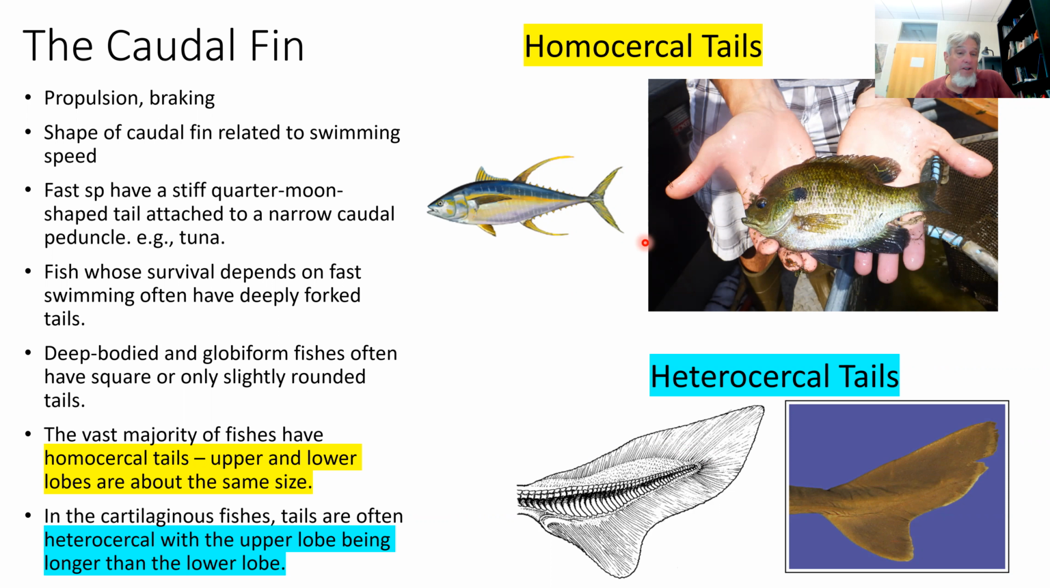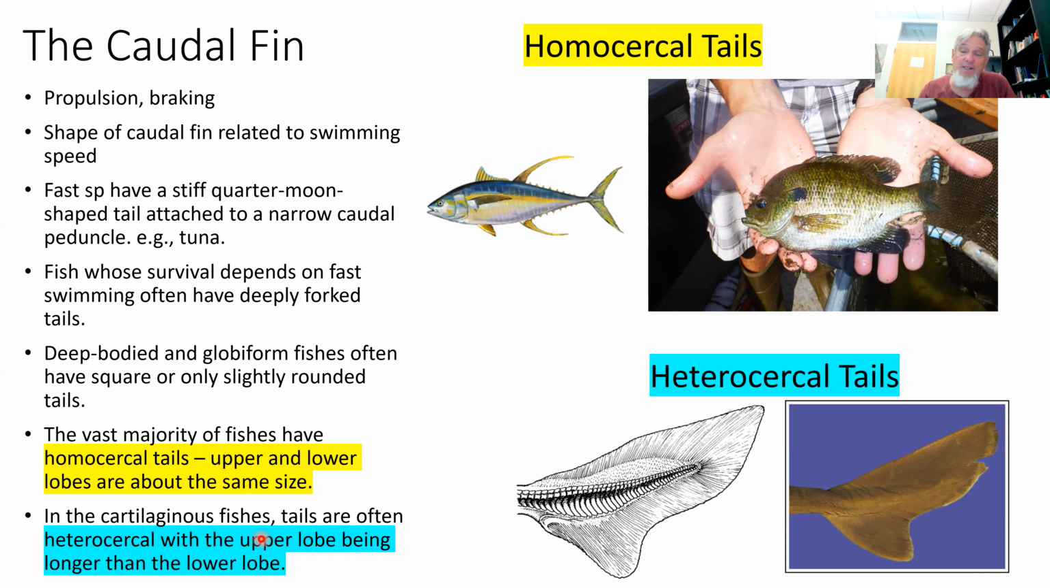More deep-bodied fish and globiform fishes have more square or slightly rounded tails. Like, you cannot see very well in this, sorry, but this fish is a bluegill, and it has a kind of clunky wide tail, which helps it navigate complex environments. It's not a particularly fast swimmer. It's set up for darting, and so that tail gives a broad surface area, which allows it to flick and be gone. Most fishes have homocercal tails like that.